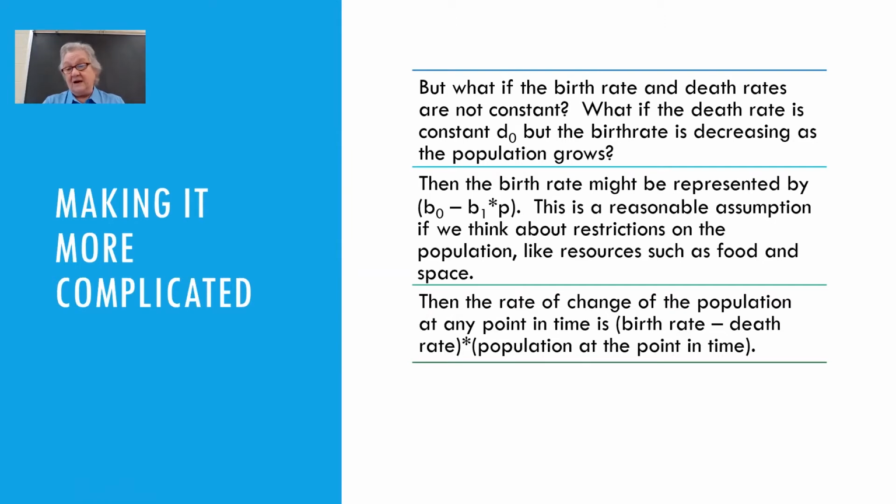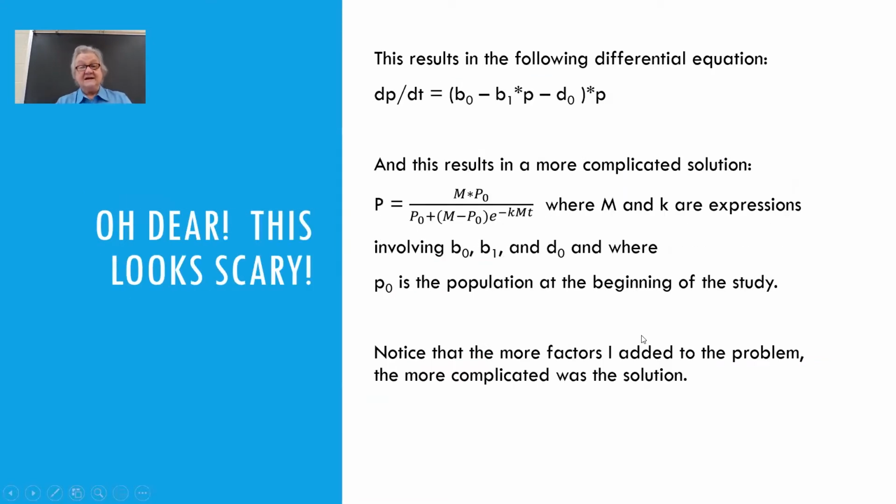When you're talking about animals on an island, for example, that's a biggie, as well as predators. Okay, then the rate of change of the population at any point is, well, here it says it in words. Here it says it in a nice differential equation. So here's the birth rate. Here's the death rate. Now instead of a K, we have this more complicated looking thing. And it results in a much more complicated looking solution.